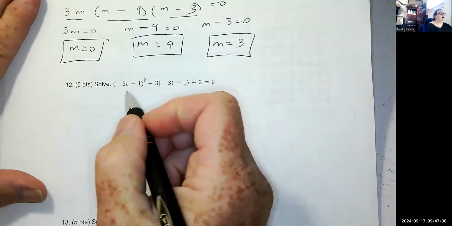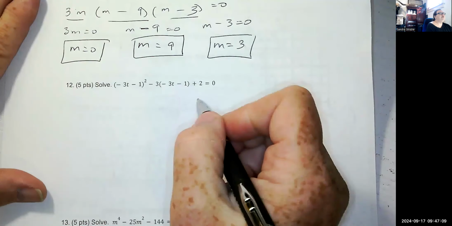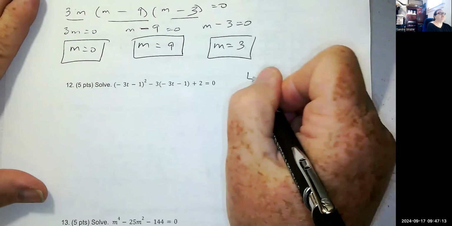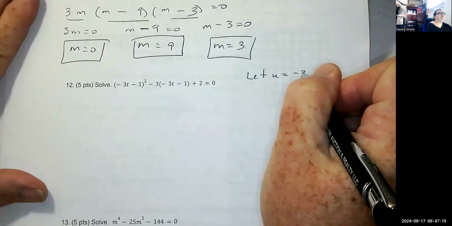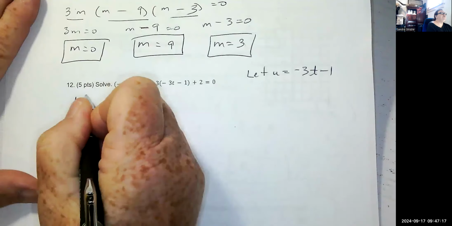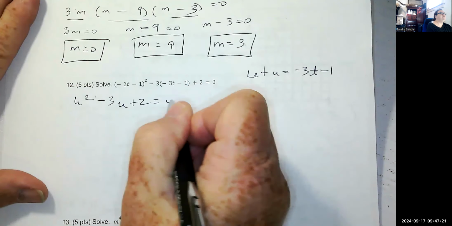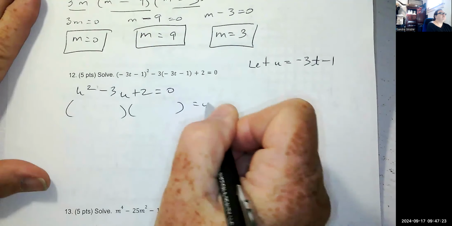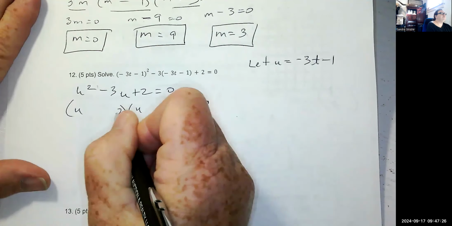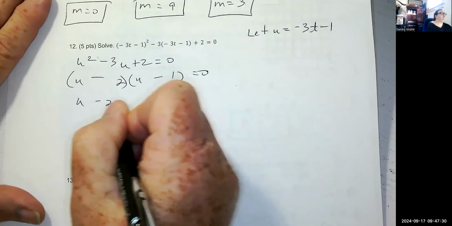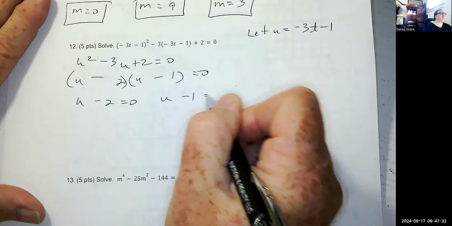Next one. I'm going to let u equal -3t minus 1. So I get u squared minus 3u plus 2 is equal to 0. All right, so I get u minus 2 is equal to 0, u minus 1 is equal to 0.